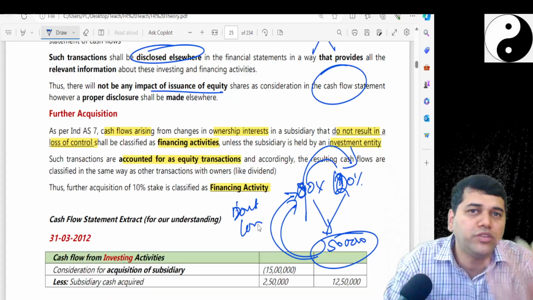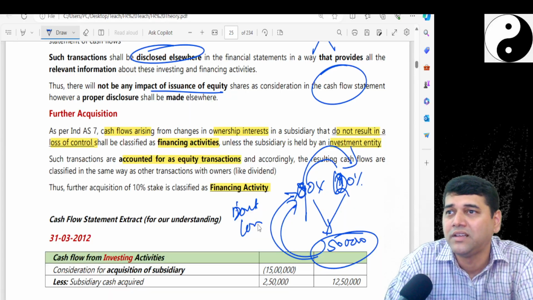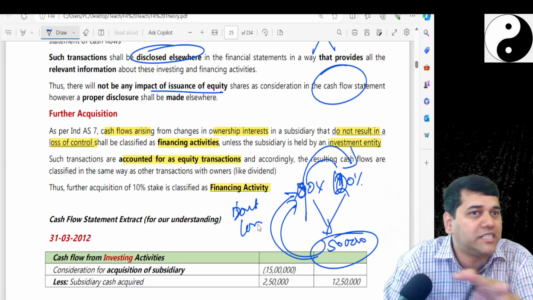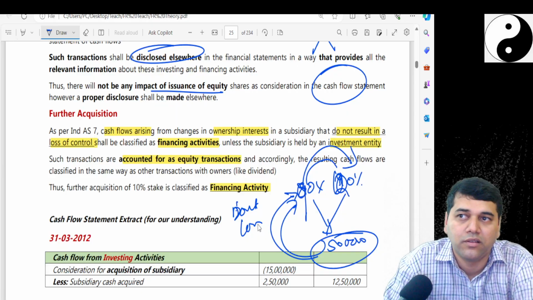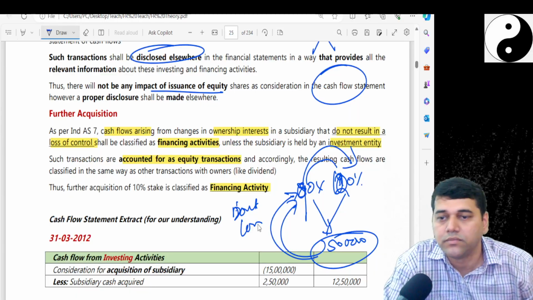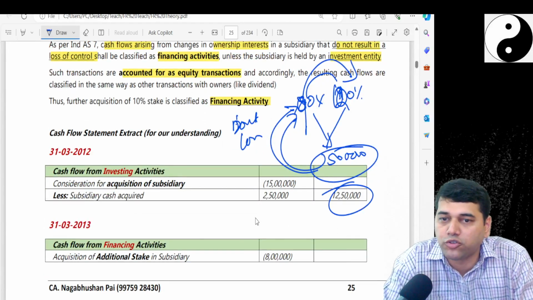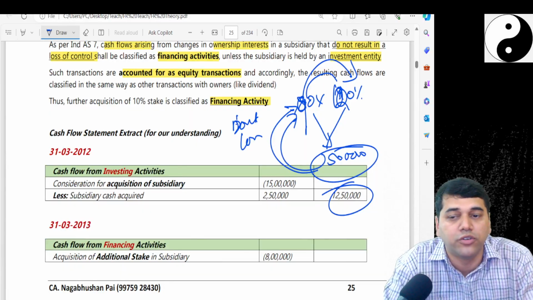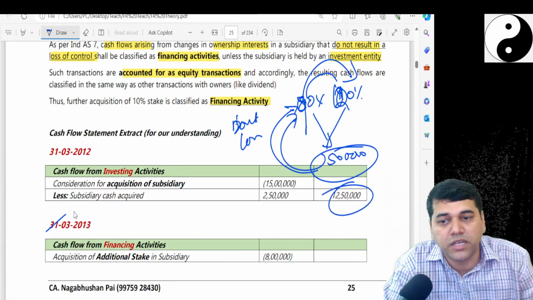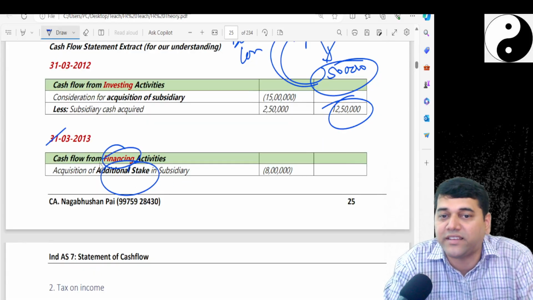Again, these are all the new things you should learn here. Questions are fairly simple. It's a very small chapter. These are all some adjustments we have to learn. Not even a single question where we have to prepare a cash flow statement from two balance sheets. So for our understanding, the cash flow statement will come like this. I have shown 12 lakh 50 only for our understanding. Don't do it in the exam. So on 31st March, the additional stake you would have shown under financing activity.